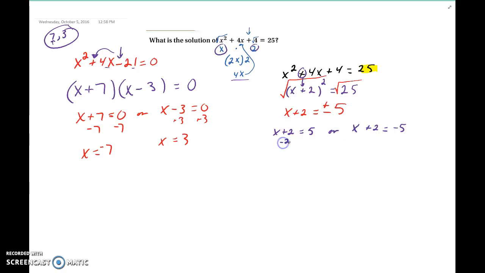All right, we subtract 2 from both sides. X is equal to 3. We subtract 2 from both sides. Or x is equal to negative 7. All right, so that's another type that we can solve this for.